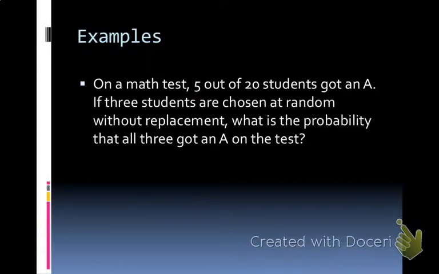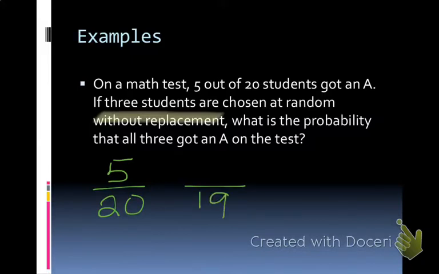On a math test, 5 out of 20 students got an A. If 3 students are chosen at random without replacement, what is the probability that all 3 got an A on the test? Here's some keywords to look at. Without replacement. That means for the first student that we pick, we had a 5 out of 20 chance that they had an A. For the second student, we were only drawing from 19 students. So the favorable outcomes changed, which makes these dependent events.